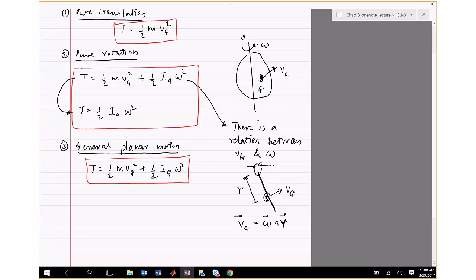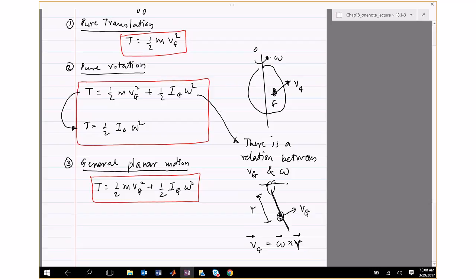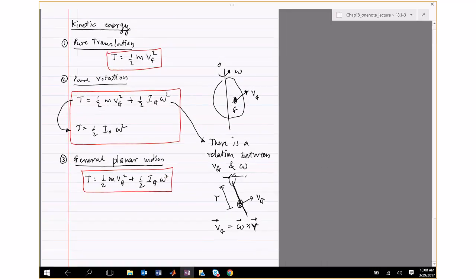Somebody had a question? Yeah. Is the general planar motion the same as the rotation? No. So that's the catch. For a pure rotation problem, Vg would be equal to omega cross r, where this is the hinge point. Now, general planar motion is the generic case, and fixed rotation is a special case. So this formula reduces to that formula if you find the relation between Vg and omega. Okay.